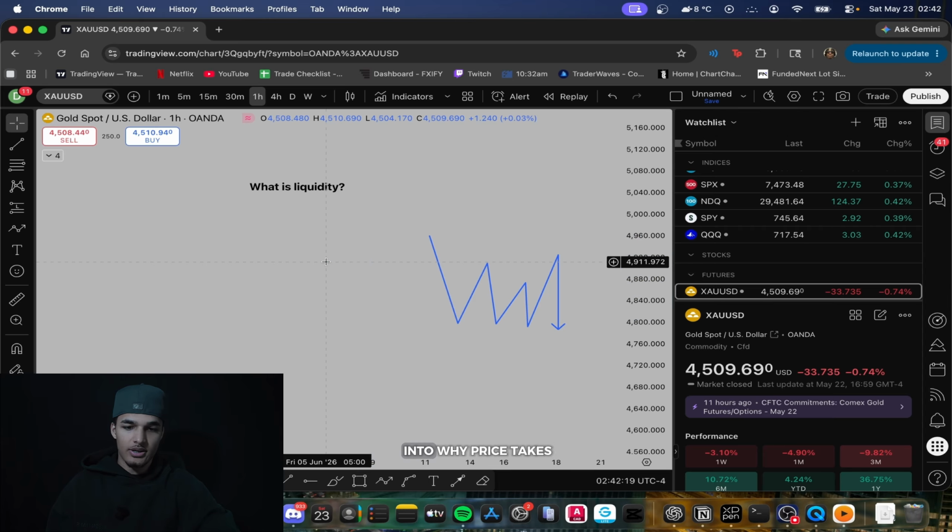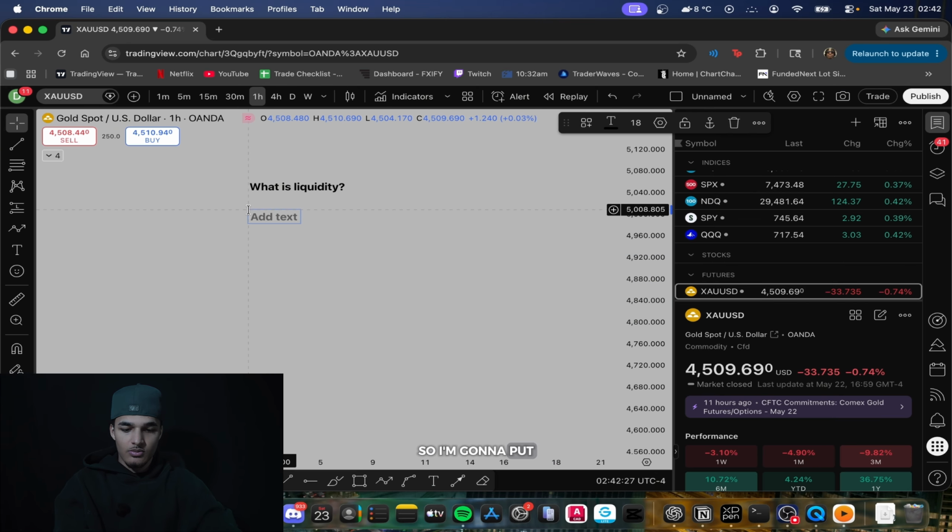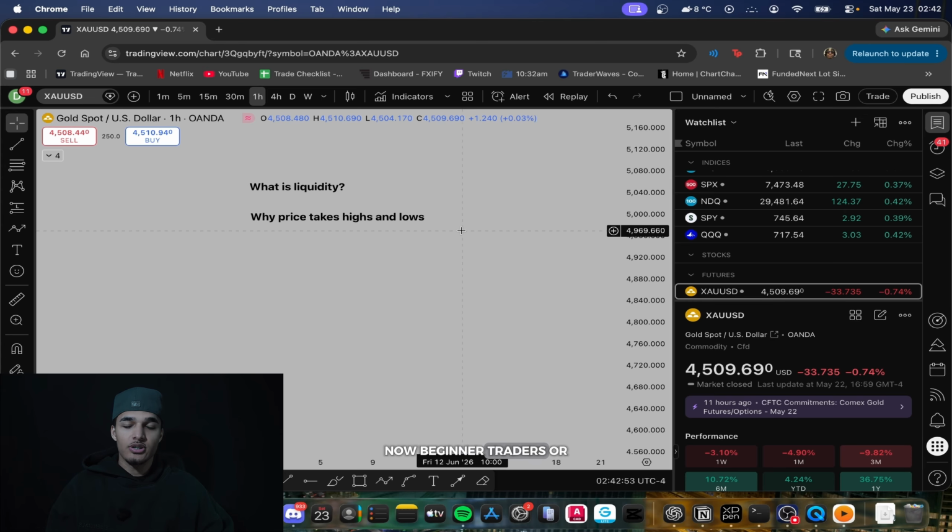Now we're going to get into why price takes highs and lows. Beginner or inexperienced traders see breakouts and think that's where they need to take their positions. But that's not how it works. Liquidity needs to be taken before a move is made. A real breakout usually has some type of displacement or continuation.